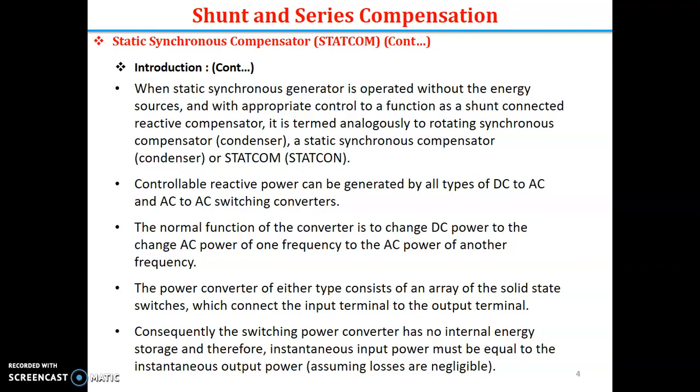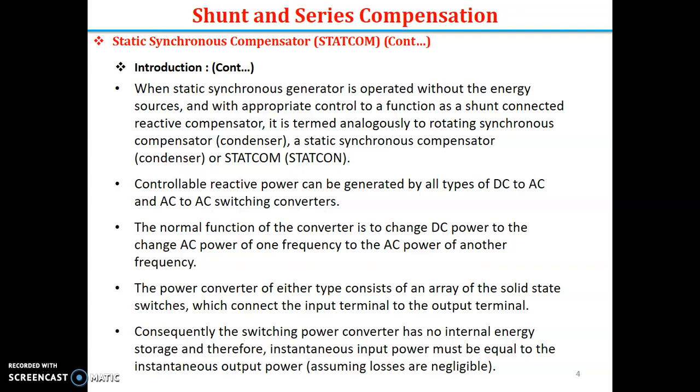synchronous speed. So how did this terminology STATCOM come? Analogously to the rotating synchronous compensator or rotating synchronous condenser, there is a static synchronous compensator, or condenser, and static plus compensator have been joined together and STATCOM is formed. So essentially it is a stationary overexcited synchronous generator. From static plus condenser, it is also termed as the STATCOM.